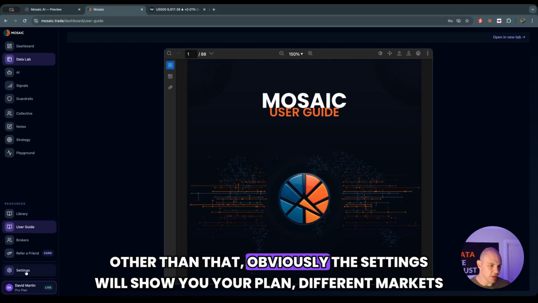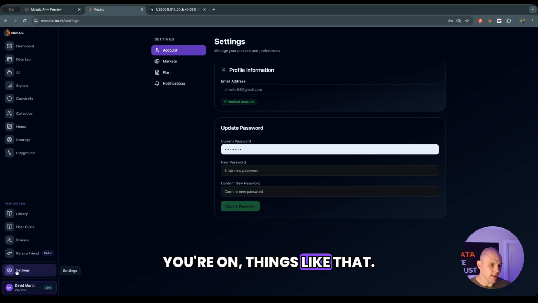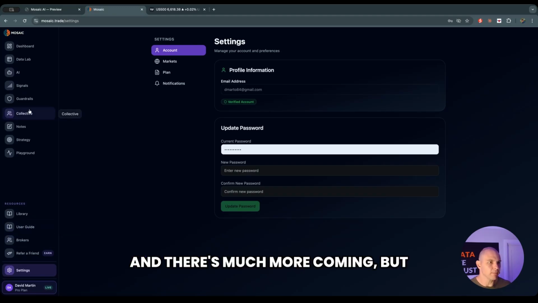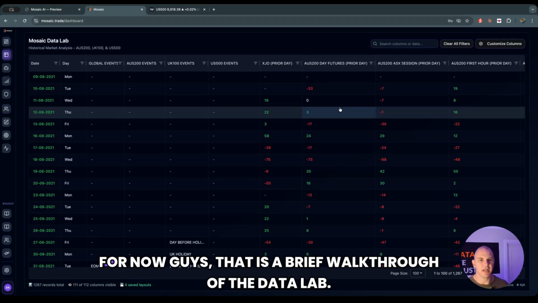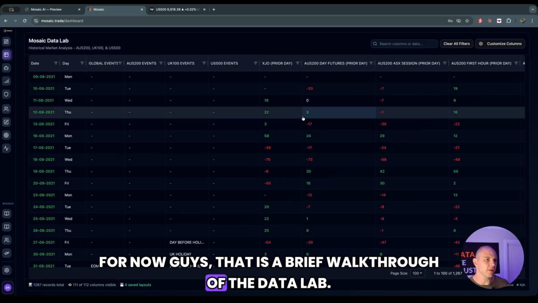Other than that, obviously the settings will show you your plan, different markets you're on, things like that, and there's much more coming. But for now, guys, that is a brief walkthrough of the Data Lab.